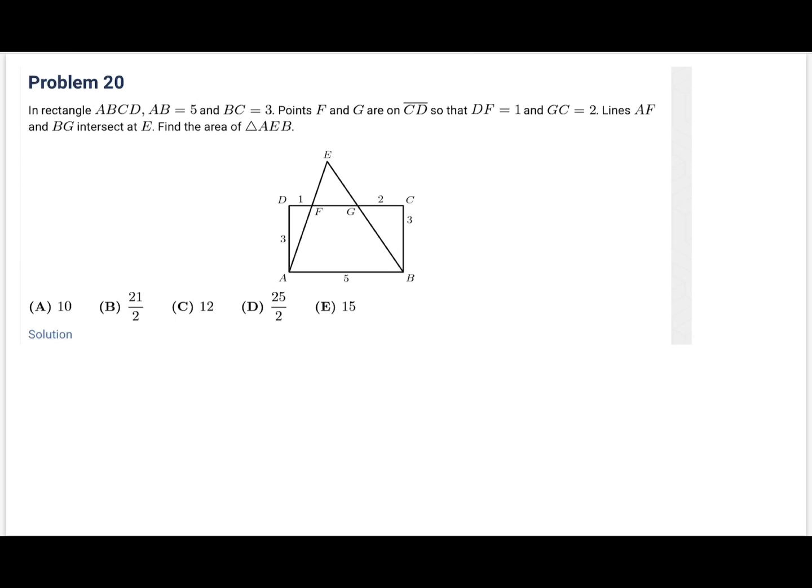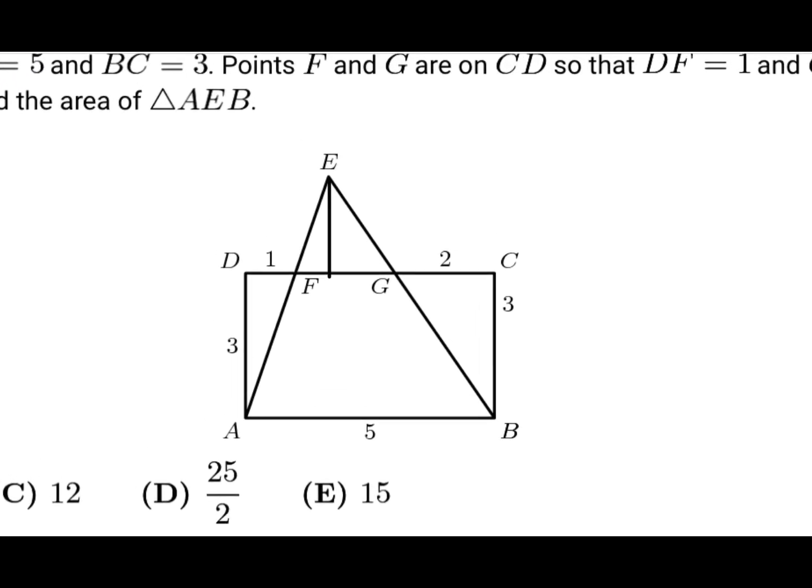Problem number 20, in rectangle ABCD, AB is 5 and BC is 3, F and G are on DC, DF is 1 and GC is 2, AF and BG intersect at E, find the area of AEB. Okay, so this is 5, this means that this part here is 2, and if we put something here, then we can see that DF is 1, GC is 2. Okay, so GC is 2, right? Yeah, so if this is A, then this would be 3A, right?